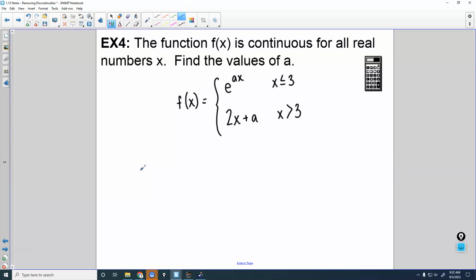So in this case, it's telling us this function is continuous for all real numbers. We need to figure out what the values of a, which are right here and right here, need to be. Now, a is the same number in both of those places. So if a equals 2.713, it equals 2.713 for both of those. Now, e to the ax is always continuous. It's an exponential. They don't have any points of discontinuity, so there's no issue there.